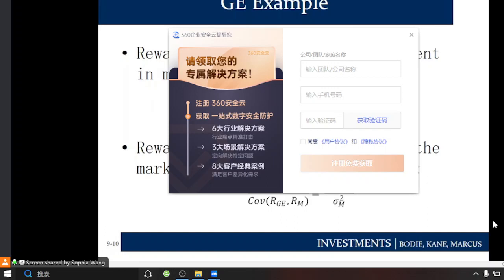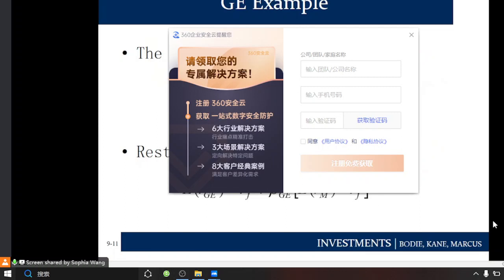So finally, we can get the reward to risk ratio for investments in the market portfolio. It is determined by the market risk premium and the market variance. In that case, the ratio of GE and the market portfolio should be equal to this one. And for the risk premium of GE, we can obtain these results from this function. I think this function is easy to understand, right?